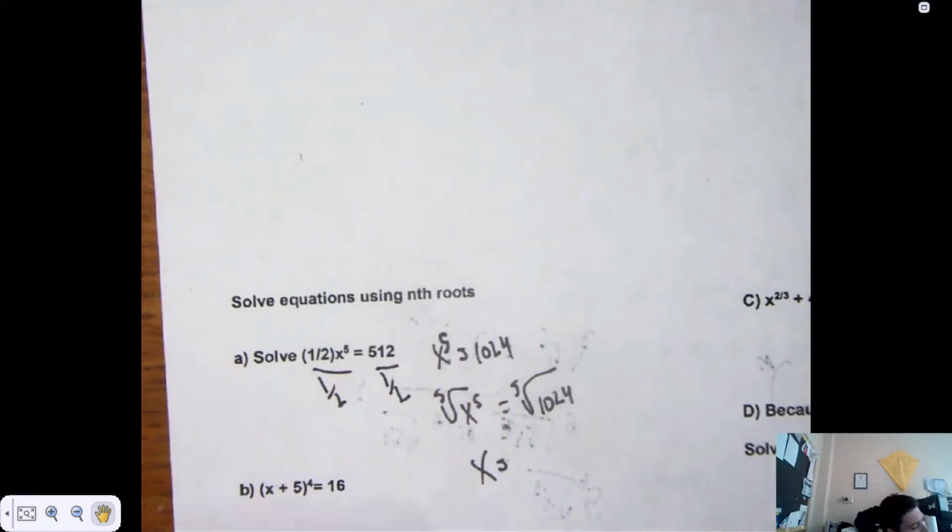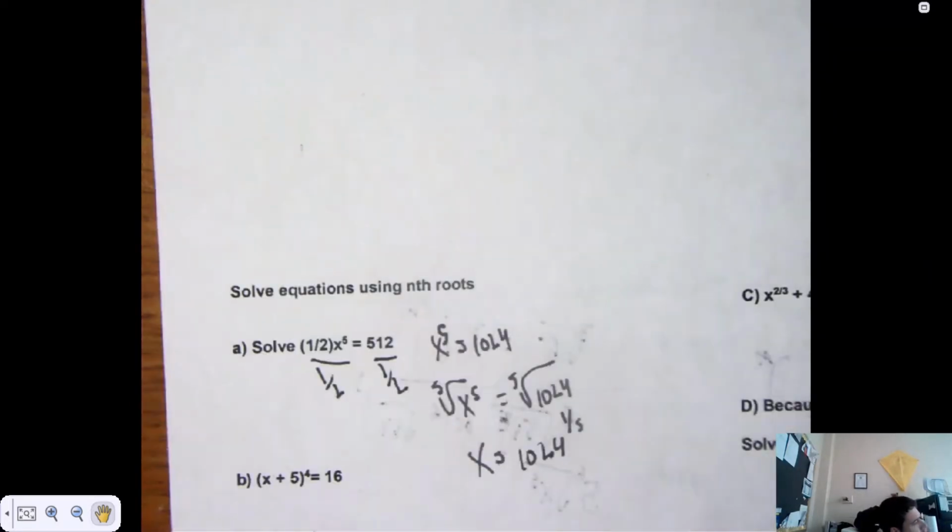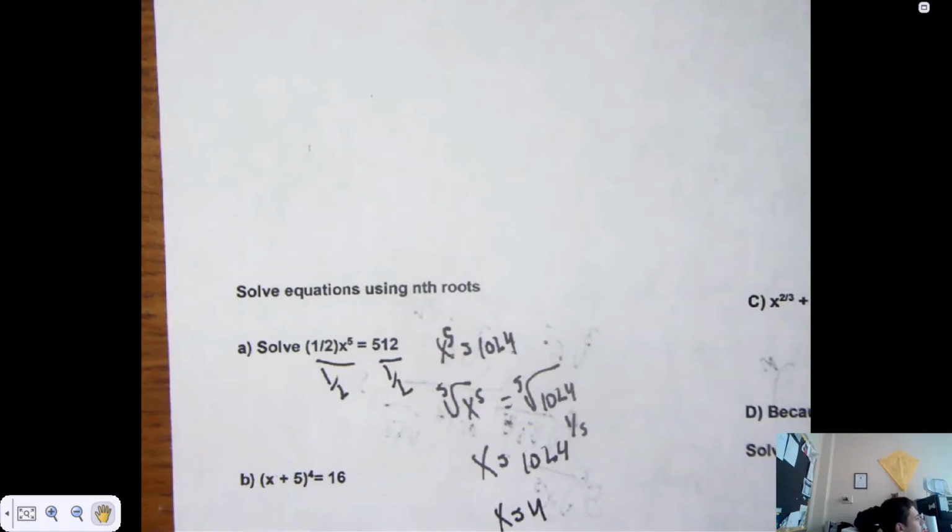And you probably don't know the fifth root of 1,024 off the top of your head, so in a calculator you would raise it to what power? The 1/5. I hope it's 4. It's not. My memory's failing me. Plus or minus? Odd. Odd root. Only one answer.